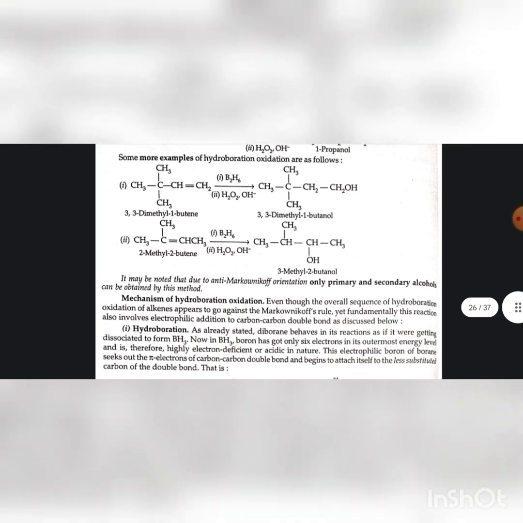Some more examples of hydroboration oxidation are as follows. 3,3-dimethyl-1-butene in the presence of B2H6 and H2O2 and OH negative ion gives 3,3-dimethyl-1-butanol. Second, 2-methyl-2-butene in the presence of B2H6 and H2O2 and OH negative ion gives 3-methyl-2-butanol. It may be noted that due to anti-Markovnikov orientation, only primary and secondary alcohols can be obtained by this method.